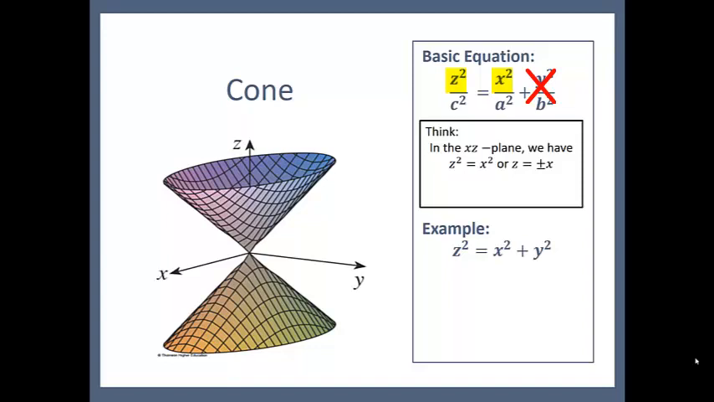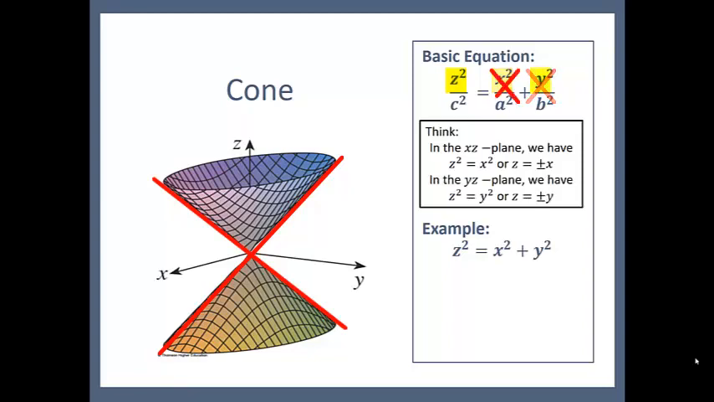If we think about what's happening in the xz plane, so if we only focus on the variables x and z, this time we would have z squared equals x squared. Or if we take a square root, right, we'd have z equals positive and negative x. And so that's why we get these straight lines, this straight line z equals x and a straight line z equals negative x. And the same thing is true in the yz plane. We would have z squared equals y squared, or we can think of that as z equals plus or minus y. So that's going to give us those straight lines, and that's what's going to cause this cone shape.